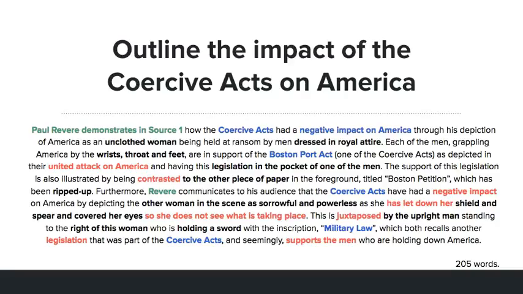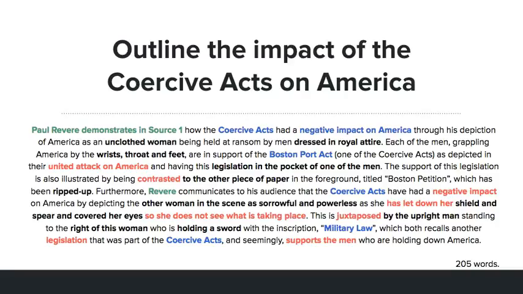Paul Revere demonstrates in Source 1 how the Coercive Acts had a negative impact on America through his depiction of America as an unclothed woman being held at ransom by men dressed in royal attire. Each of the men, grappling America by the wrists, throat, and feet, are in support of the Boston Port Act, one of the Coercive Acts, as depicted in the united attack on America and having this legislation in the pocket of one of them. The support of this legislation is also illustrated by being contrasted to the other piece of paper in the foreground, titled Boston Petition, which has been ripped up.